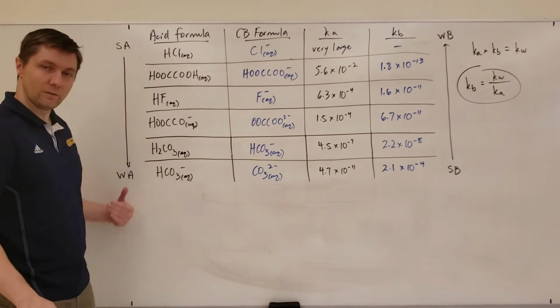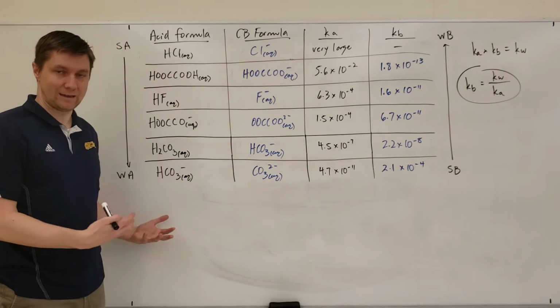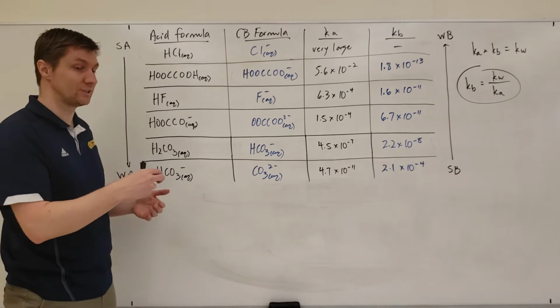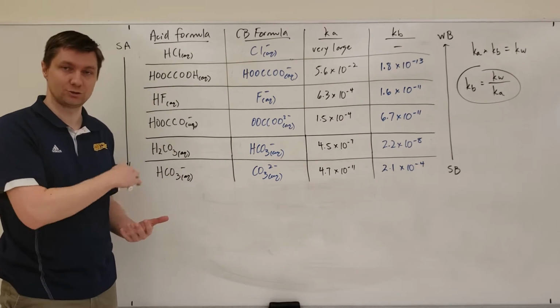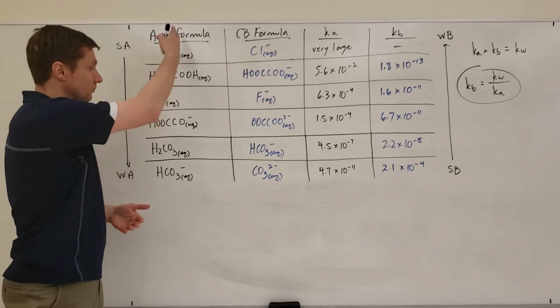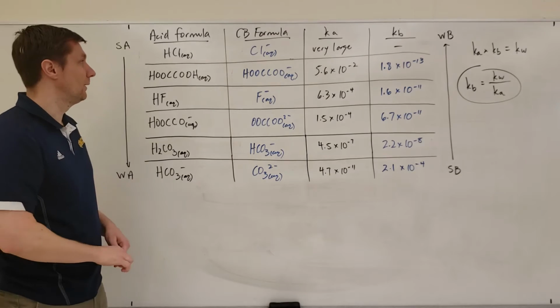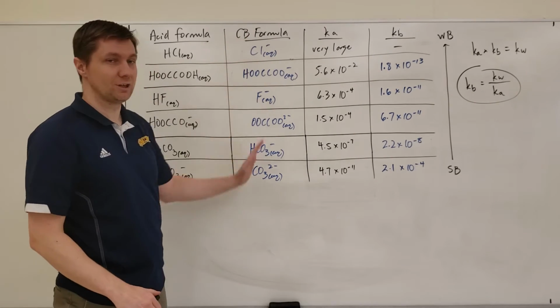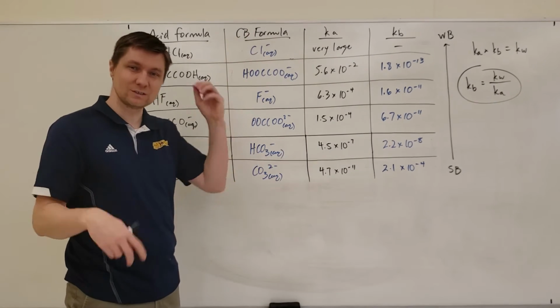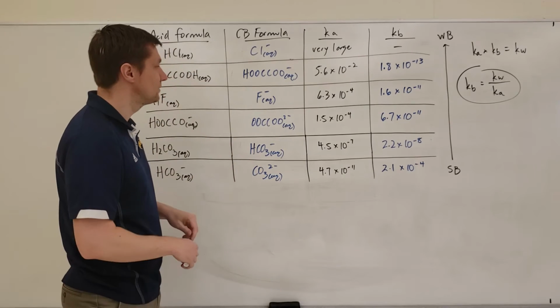Down here at the bottom on the left-hand side are the weakest acids. So if you look on your chart, you'll notice at the very, very bottom of the acid column, water is the weakest acid. And that makes sense. And then over here, this is the conjugate base column. These are just the bases that you would find in this acid-base chart.